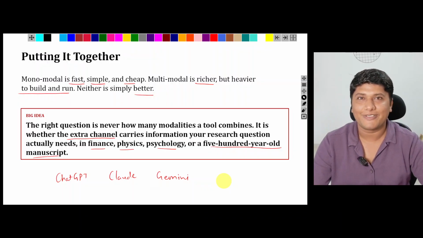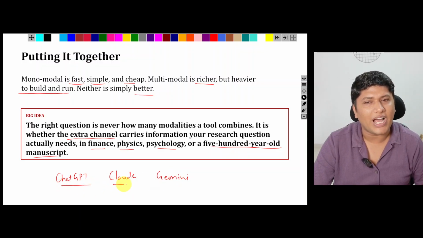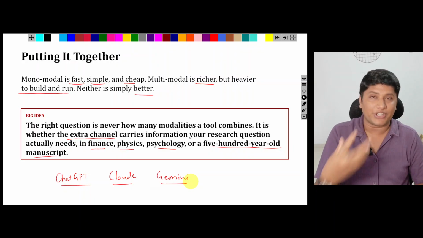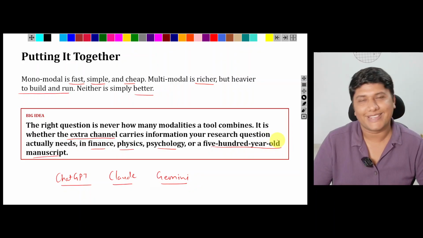So that's the idea. We'll meet in the next class, and in the next class, we'll try to answer the question of how ChatGPT, Claude, and Gemini are working. Actually, the next two classes are reserved for that. Thank you. Goodbye.